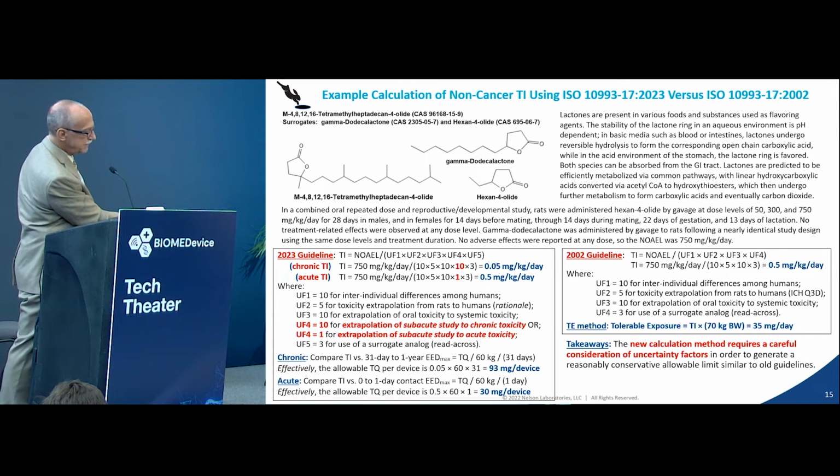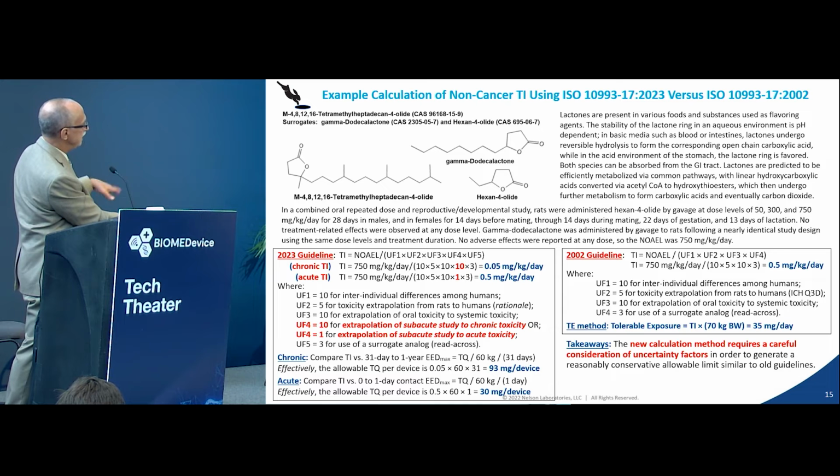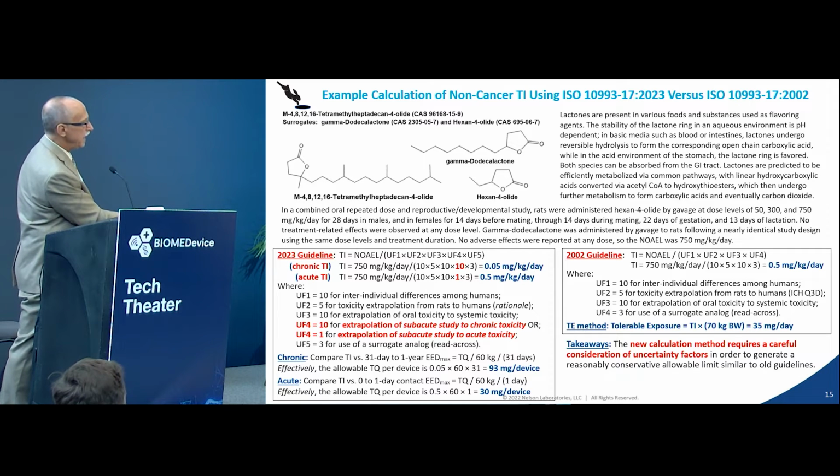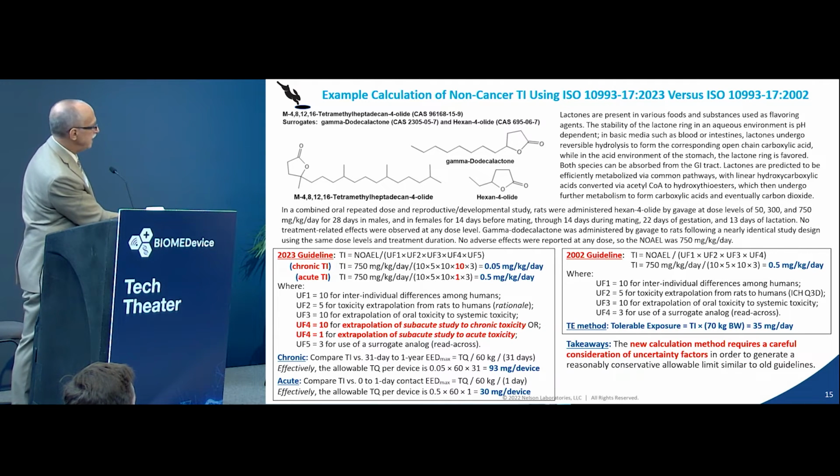I compared the 2002 and the 2023 guideline for a chemical. This is a typical carboxylic acid, a fatty acid. It forms a cyclic 5-membered ring under certain pH, and then in a different pH it opens up. We used a 28-day study for the entire assessment. Under the 2002 guideline, there's just one value. There's simply a value for extrapolation of oral to systemic, and we get an acceptable level.